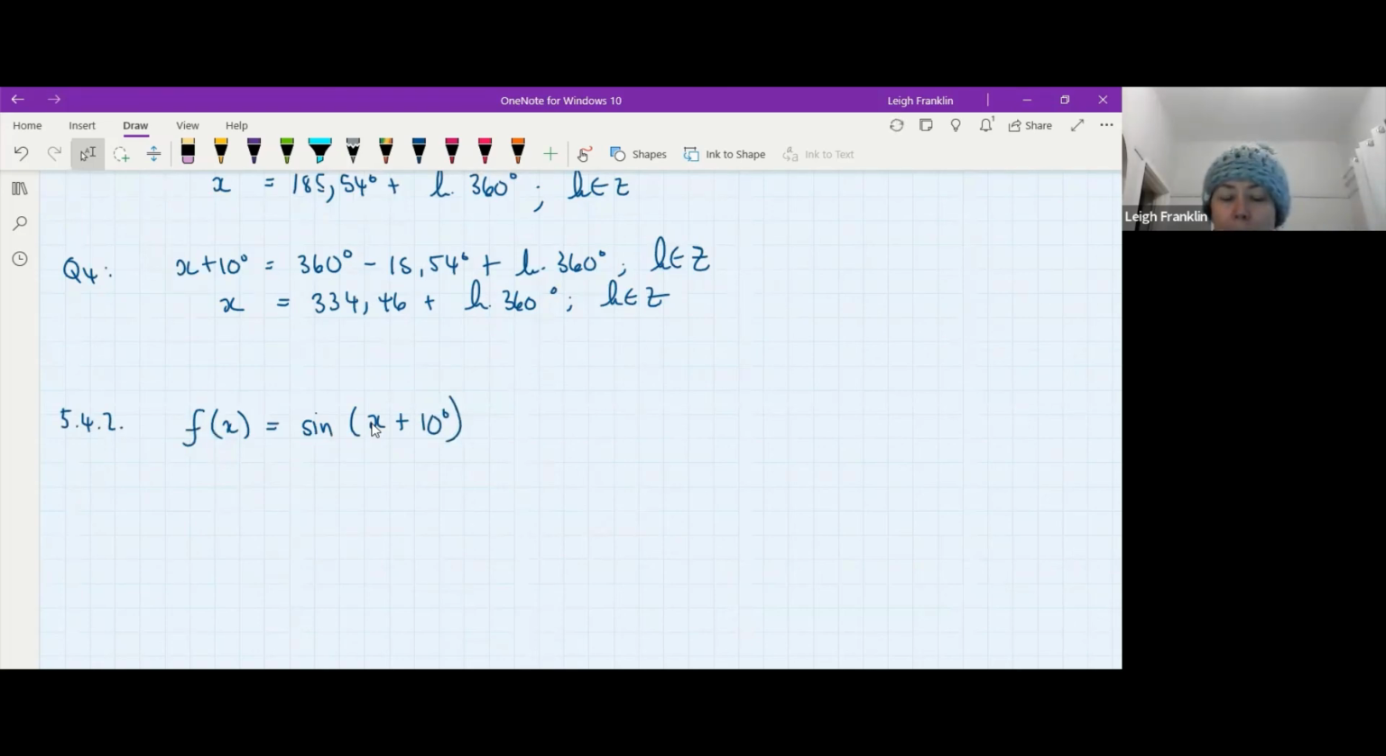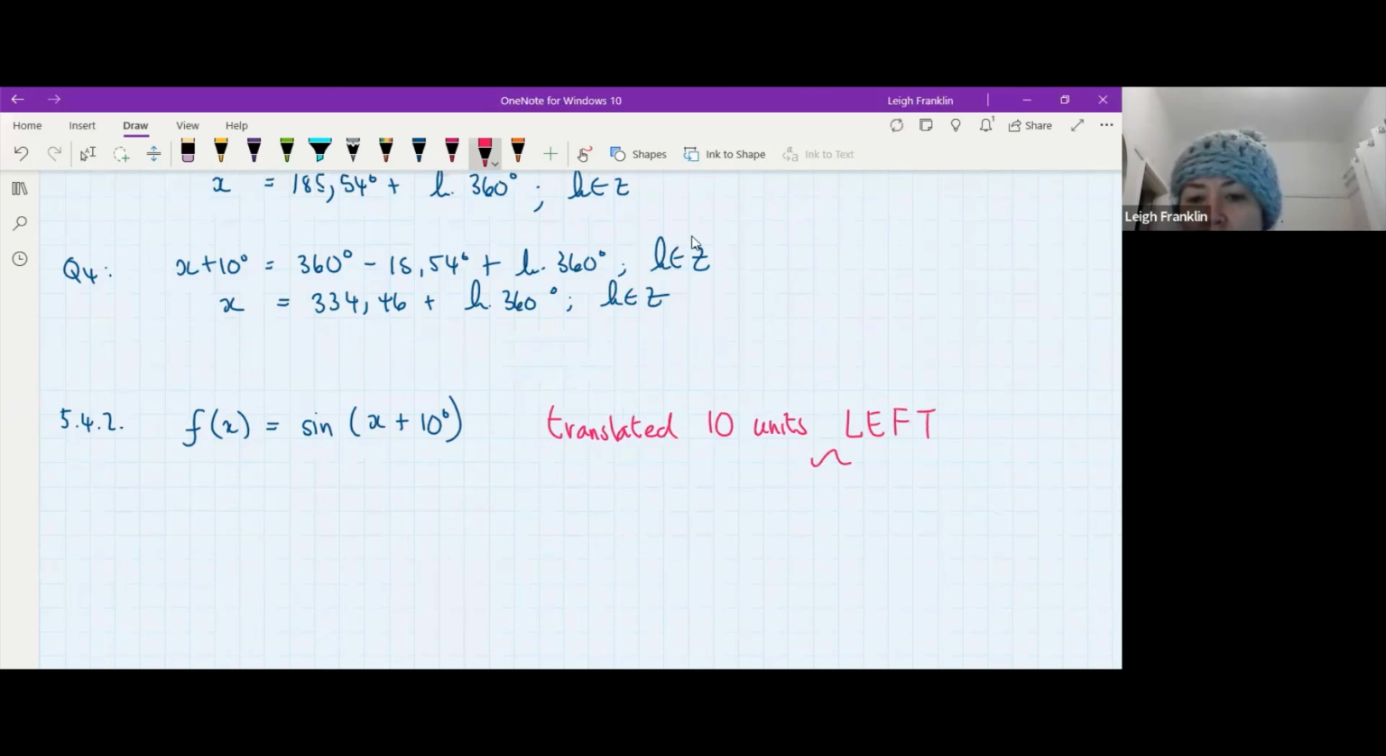Okay. So this is our normal sine function, but it has been translated 10 units to the left. Okay, so it has been translated 10 units left.